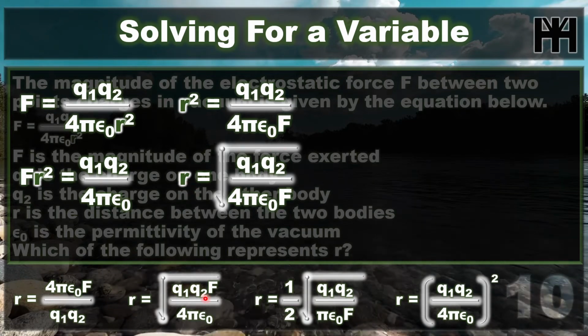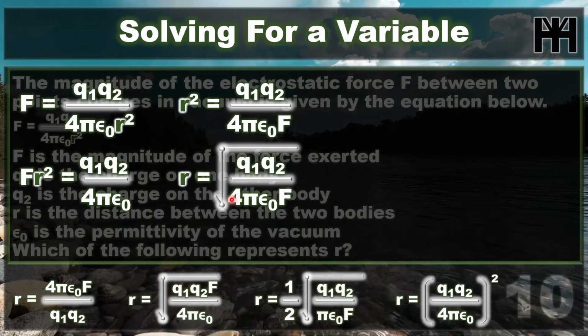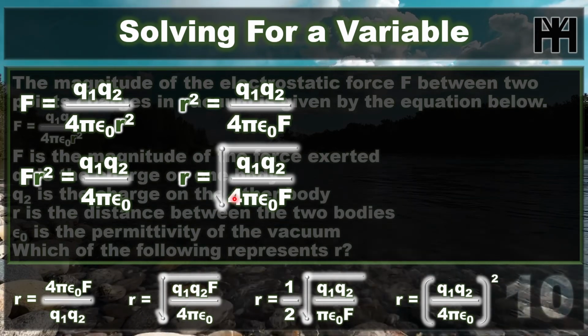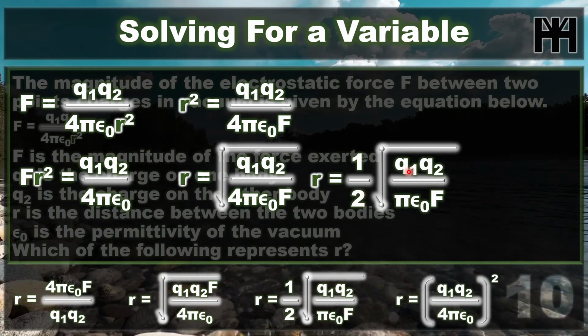Let's look at the choices here. None of them matches our result here, but don't worry. The 4 here, if you look at the 4, the square root of 4 is what? It is 2, but here it's divided, so it's q1 q2 over 4, so the square root of 1 over 4 is 1 over 2, so it's 1 over 2 times the square root of q1 q2 over pi epsilon-naught F. So this is the one here.